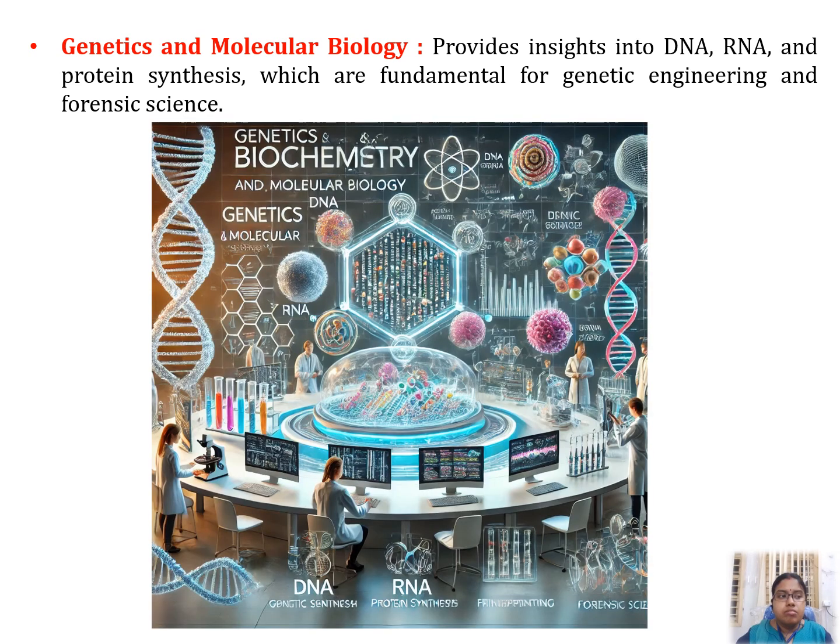So genetics is the study of genes, DNA and inheritance. It explains how traits pass from one generation to another. It involves DNA and RNA, molecular biology and protein synthesis. That means DNA to DNA, DNA to RNA and finally RNA to protein. That is what is known as the central dogma of life.